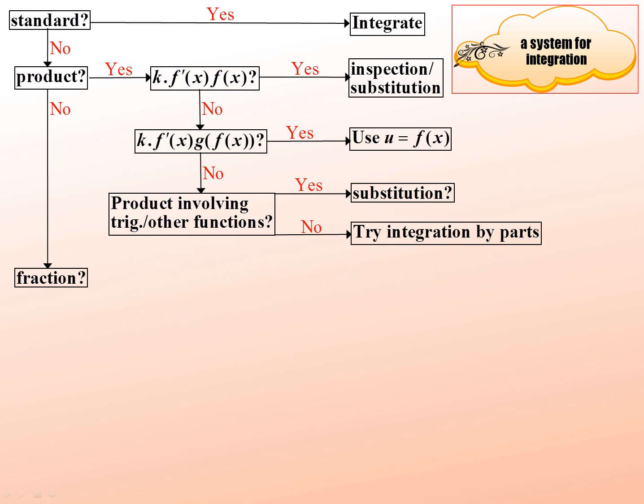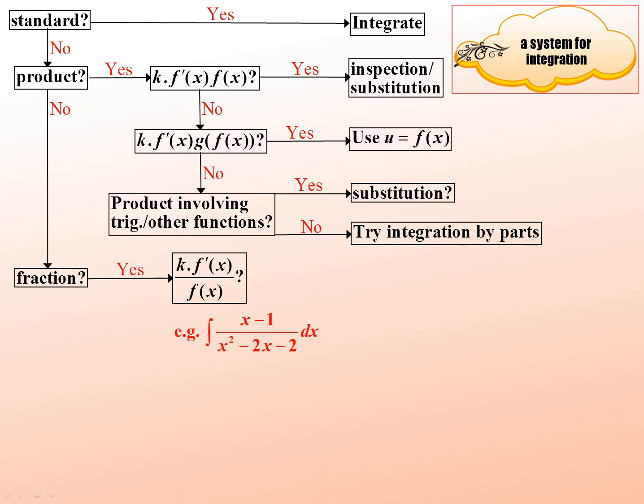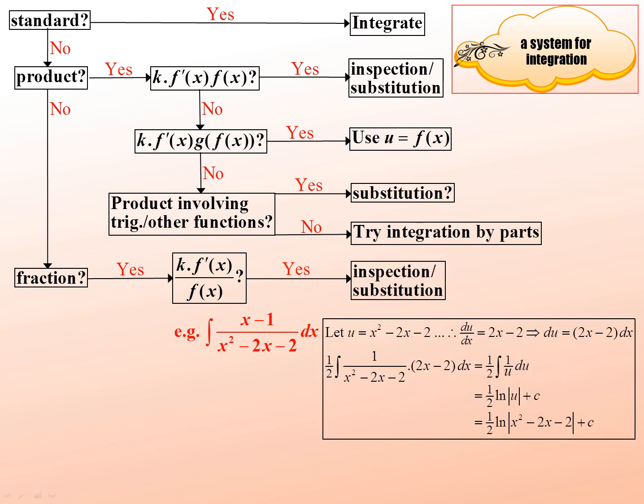Right, if not those, is it perhaps a fraction? And if it's yes, well, is it similar to the product here? Is it perhaps something like that? Well, if you have a look here, we see a fraction. So first thing I'll always ask myself is, is this either the derivative of this or a product of a constant with the derivative of this? Well, yes, it is. The derivative of this is 2x minus 2. That's half of 2x minus 2. So therefore I can do that. So let's use inspection or substitution. In this case I'll do substitution to make it clearer.